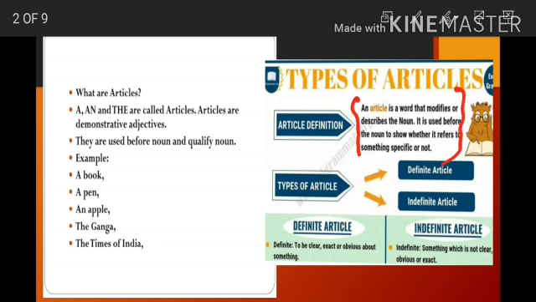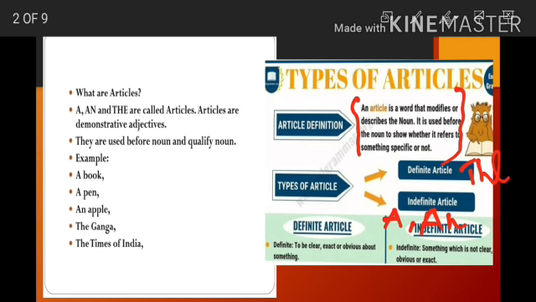There are two types of article. Definite article, that is the, and indefinite article. Indefinite articles are a and an. And definite article is the.